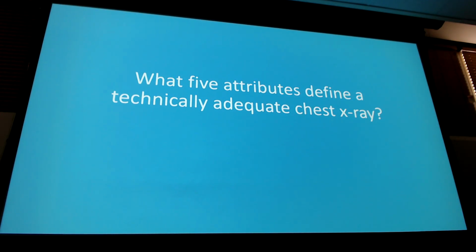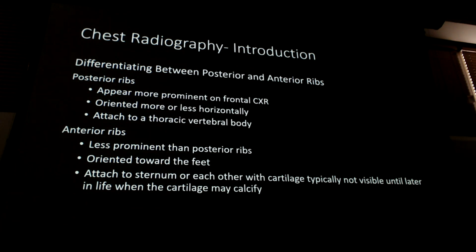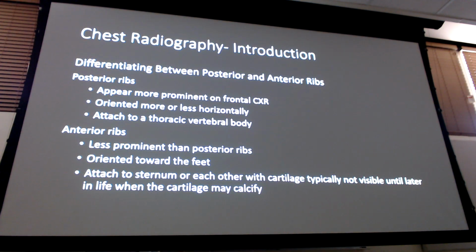Right? What do we go over? Penetration, inspiration, rotation, magnification, angulation. Those are the five things you've got to look at to make sure it's adequate. We already learned how to count the ribs. Here's a rehash of how to count some ribs.